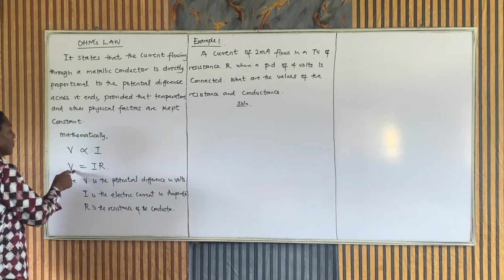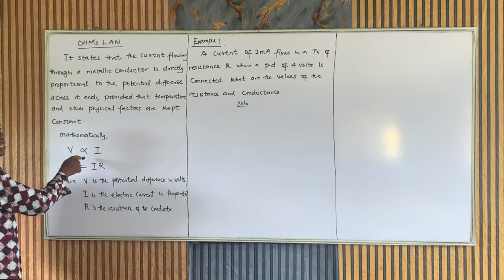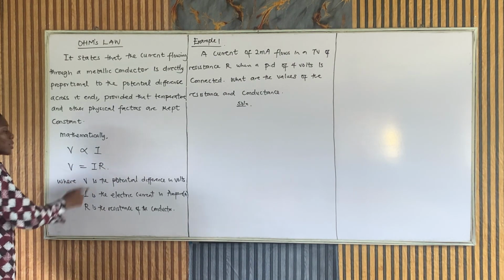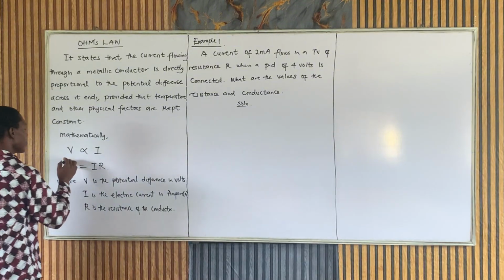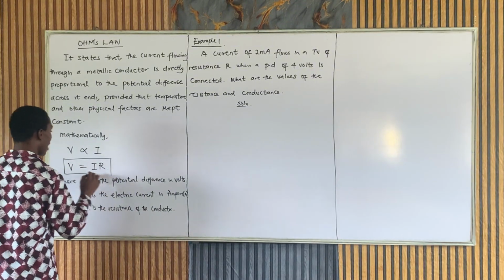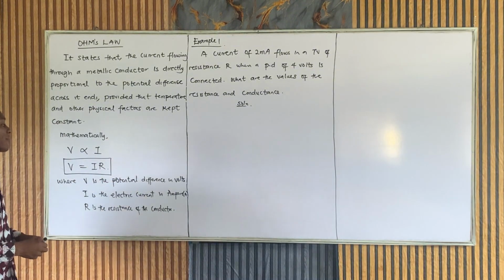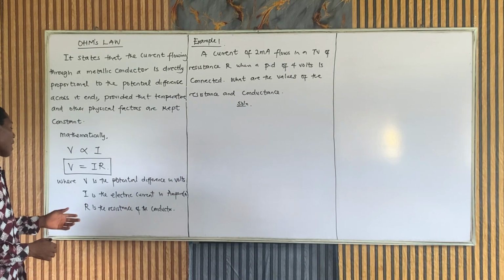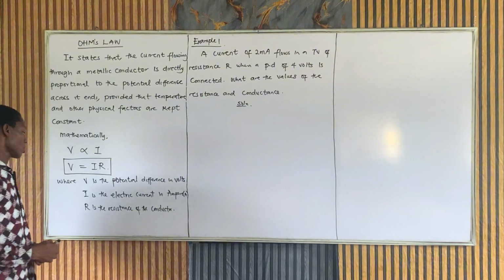And so when we put in a constant of proportionality, which is R, we change the proportionality to an equals sign. And so this is Ohm's law: V equals IR, where V is the potential difference, I is the current in amperes, and R is resistance in ohms.